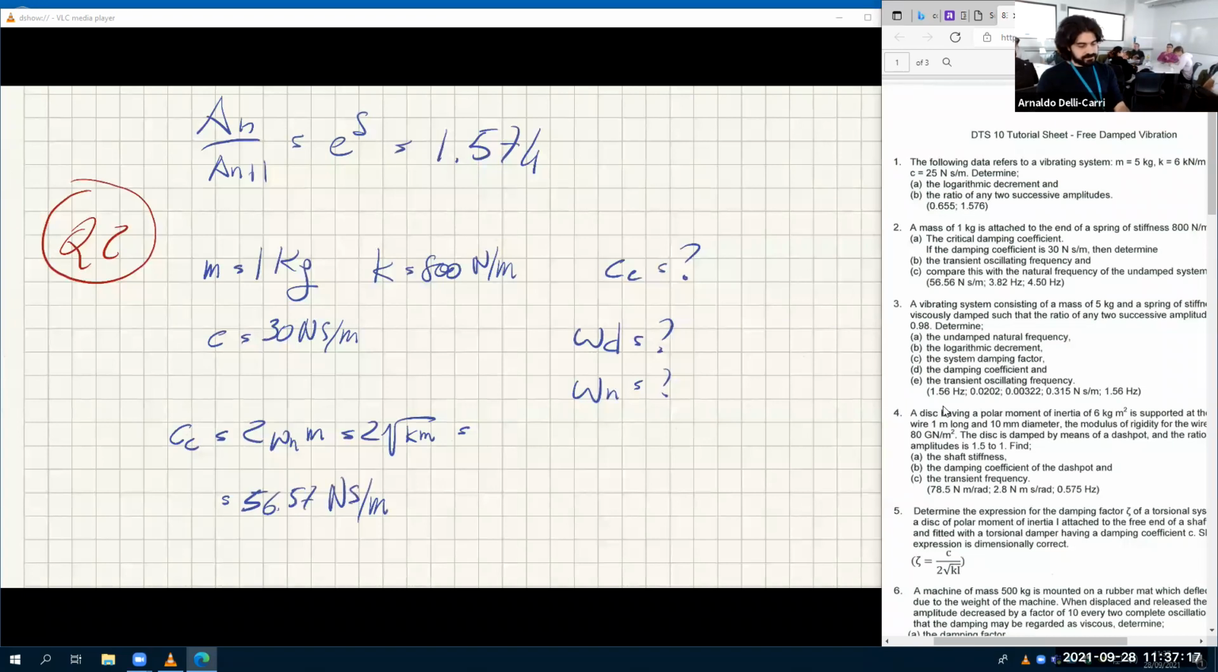And as you can see, 30 over 56, this is underdamped. How much? Let's find 30 over 56.57. Well, 53%. So 0.53. Zeta is how much did I say? 53%.